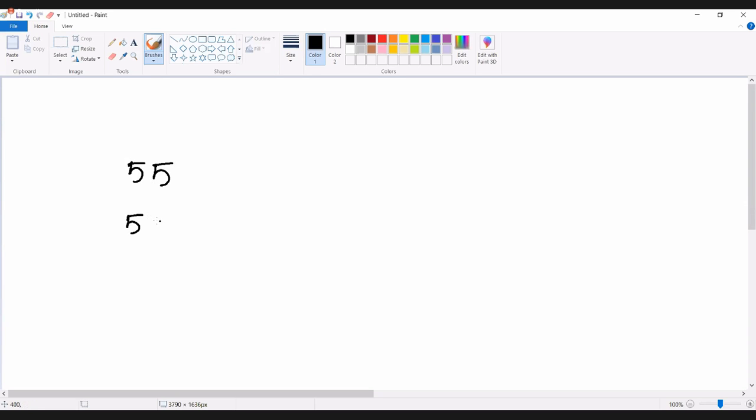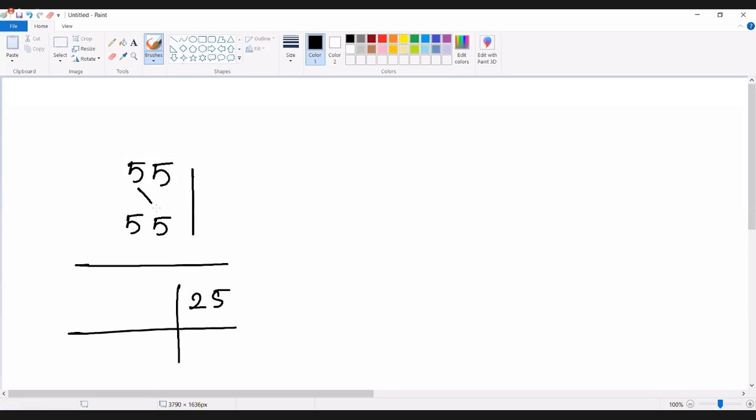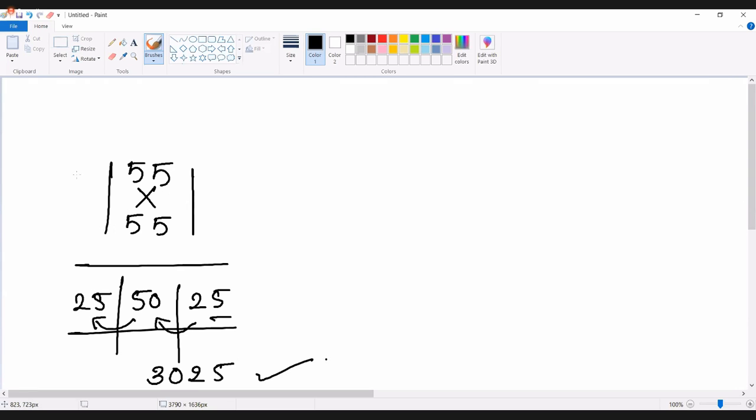You can just observe 55 into 55. So 5 into 5 is giving a result as 25. 5 5s are 25, 5 5s are 25, 25 plus 25 it is 50. Again 5 into 5 is 25. Take a last digit 5, send it as carry, it is 52. Take 2, send this as carry. So 25 plus 5 is going to be 30. Answer is 3025. I want to tell you a very simple trick, my dear students.